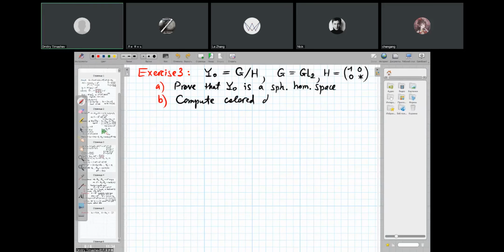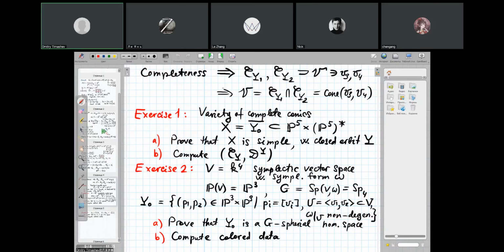So the idea in all these exercises is the same as in the example. You construct an explicit geometric model. For instance, here you already have such a model. And of course here also. Here you have already constructed colored data. You have only to prove these two things and to compute the colored cone.